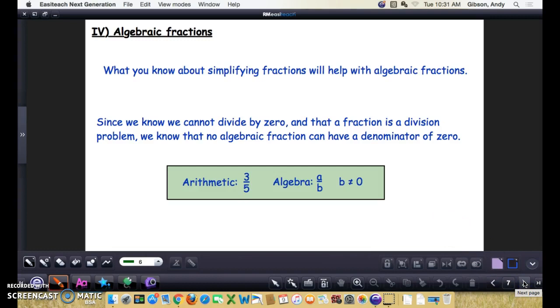All right, simplifying fractions will help with algebra fractions. Don't forget everything we just remembered. And then our restriction, remember, denominator can never be 0.